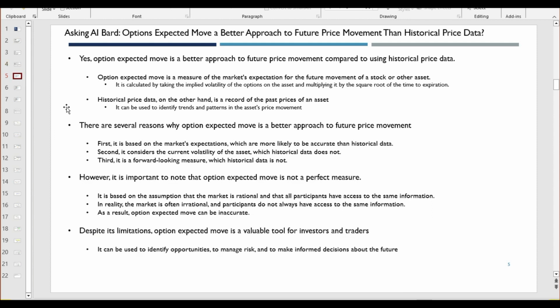If we ask the AI Bard whether options expected move is a better approach to future price movement than historical data, it has some interesting things to say. It thinks that it is better than historical data. Another way I think of viewing it is as a better assessment, because it's looking at a measure of the market's expectation for the future rather than historical price data, which is looking at the past. It's a price that's priced into the future movement of a stock, which can give us another angle for observing the elephant parts, if you will.